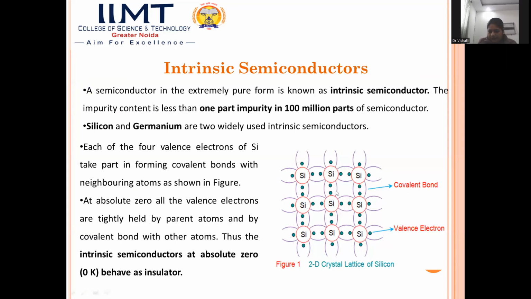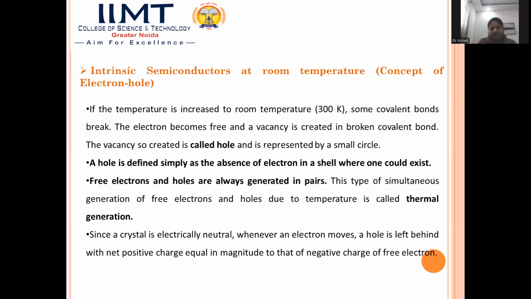And in the place of the electron, a vacant space will be generated. That vacant space is called a hole. So we can say that whenever we increase the temperature, there is a generation of a free electron hole pair. Whenever an electron is getting free, one hole is created. The vacancy of the electron, or the absence of the electron, is called a hole. So with the increase in the temperature, there is a generation of the free electron hole pair. The electron becomes free and the vacancy is created in the broken covalent bond. This vacancy is called a hole.